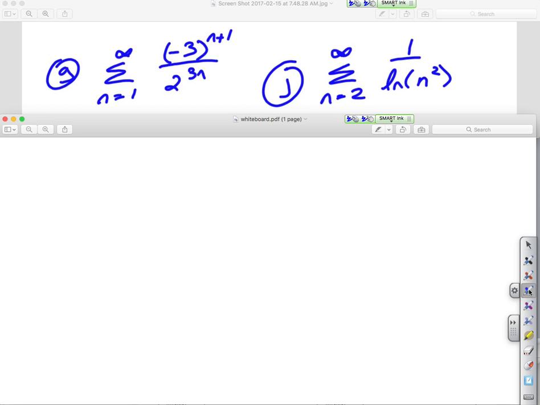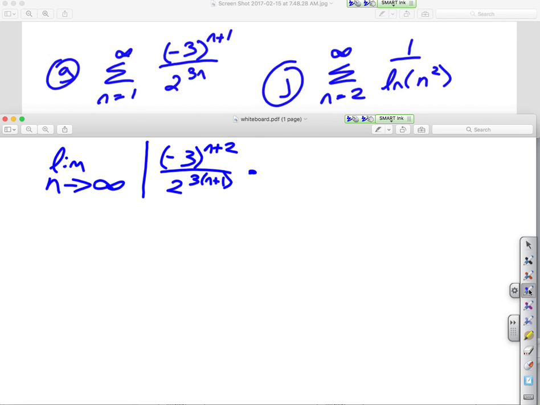Ratio. And remember, when we do ratio, I haven't been doing a very good job of it, but when we do ratio, we need to be doing absolute value. So the absolute value of (-3)^(n+2) over 2^(3(n+1)), times 2^(3n) over (-3)^(n+1).